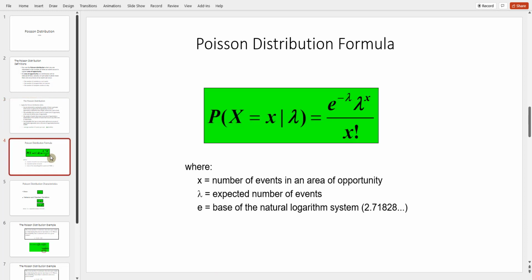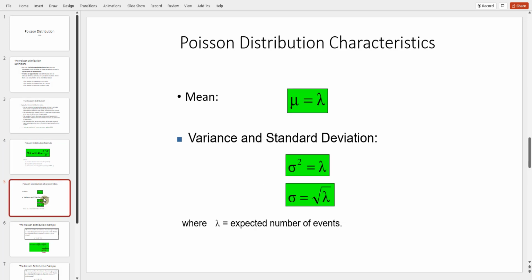So this is the formula for Poisson distribution. It's e to the negative lambda times lambda raised to the x divided by x factorial. X is the number of events in an area of opportunity. Lambda is the expected number of events. And e is the natural log base. So you can do this by hand, and you can also do it with technology. It's easier to do it with technology, but I'll show you how to do it by hand. The mean of a Poisson distribution is lambda. The variance is also lambda, and the standard deviation is the square root of lambda.